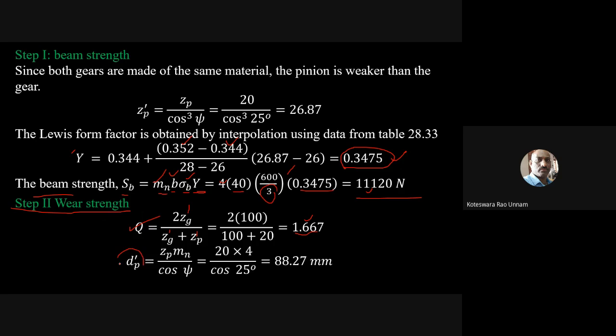Then your dp dash, if you want to use dp dash in the formula, you can take it as Zp into Mn by cos phi. If you substitute that, number of teeth on the pinion is given as 20, normal module is 4 mm, cos 25 degrees, which comes out as 88.27. Again, don't round off this one because it is a virtual pitch circle diameter, not the practical pitch diameter. Whenever you have virtual numbers, don't round them off. You take it as it is.